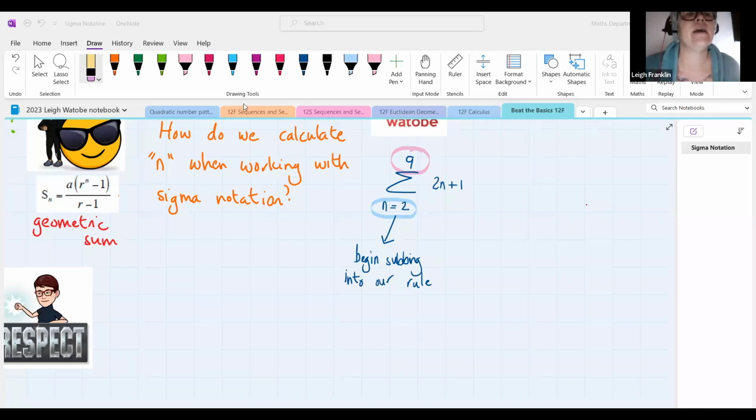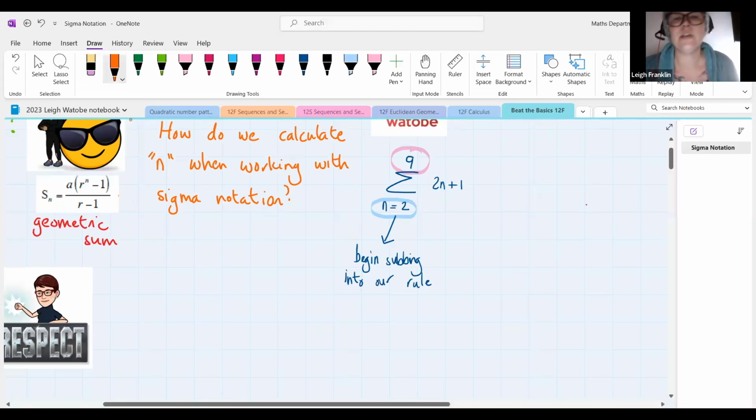And that's why we say here in orange, how do we calculate n when working with sigma notation? Irrespective of whether it's an arithmetic sum or a geometric sum, you always calculate the number of terms.